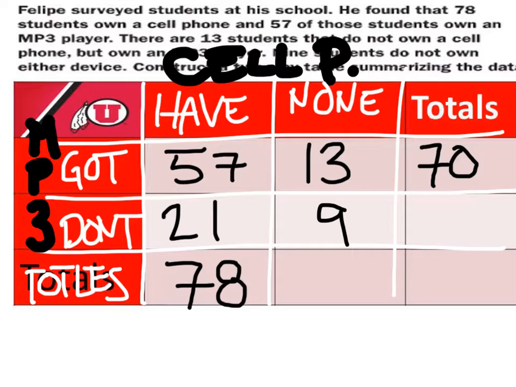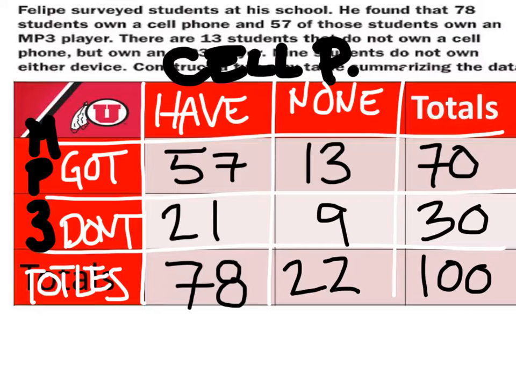So what number goes right up in here? 30, excellent work. What number goes right here? That would be 21, 22. And finally, what number goes here? 100. Yes. Now, some of you may notice, if we add the two totals here, we should get the same number here by adding these totals together. So that's pretty nifty. It's a nice thing about the two-way table.